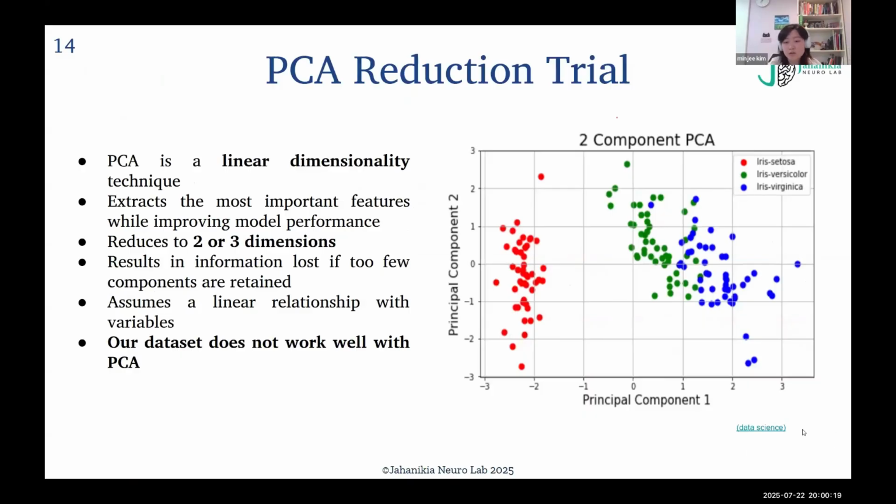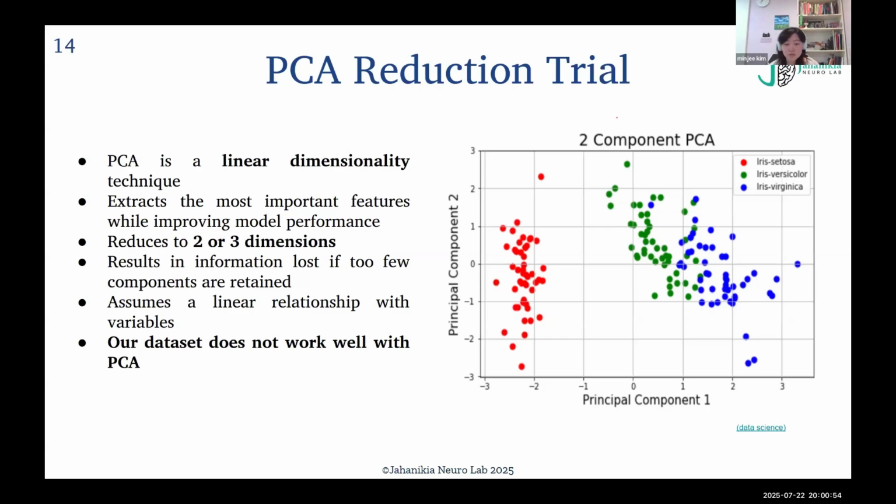PCA was another type of dimensionality reduction technique that we did try to use on our dataset. PCA is a linear dimensionality technique that is commonly used for reducing dimensionality in linear datasets. It extracts the most important underlying features in datasets while improving the model performance, and it typically reduces data into 2 or 3 dimensions. However, if too few of the components are retained, then there is a very high likelihood that there will be some information loss.